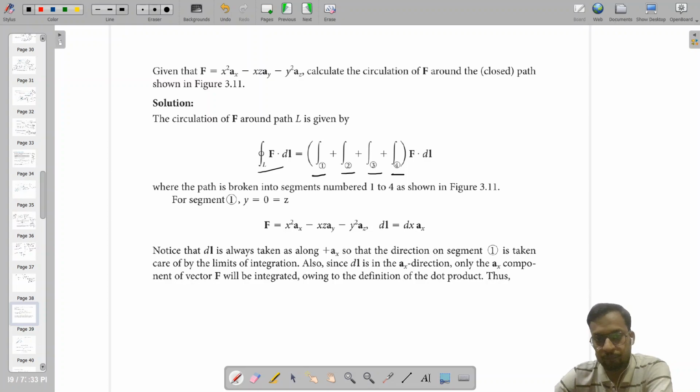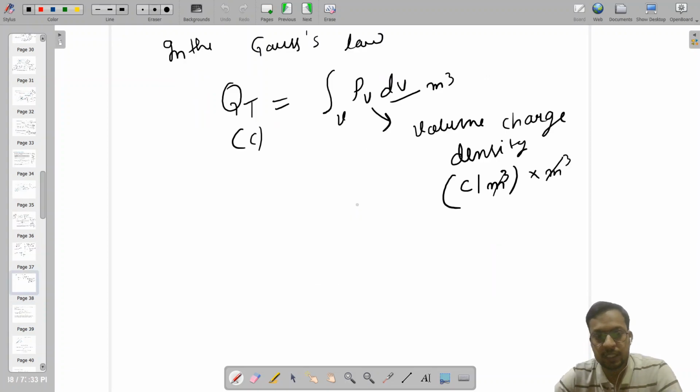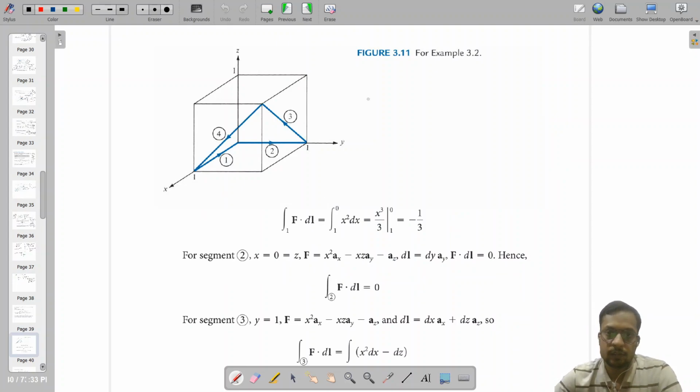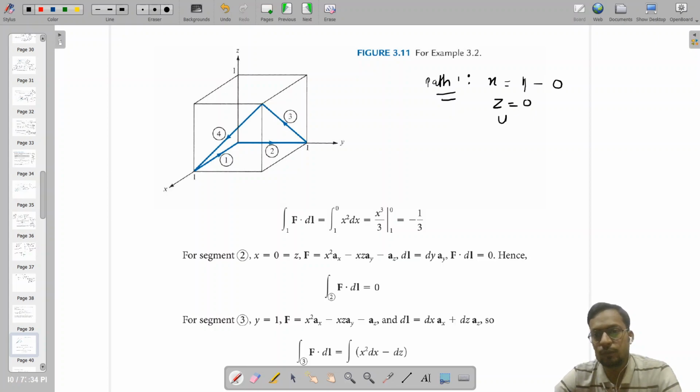So these paths we have seen in our figure. Now taking path 1. In path 1, the x varies from 1 to 0, and here z equal to 0 and y equal to 0. Here z is 0 and y is also 0. So we have these three components along the path 1.